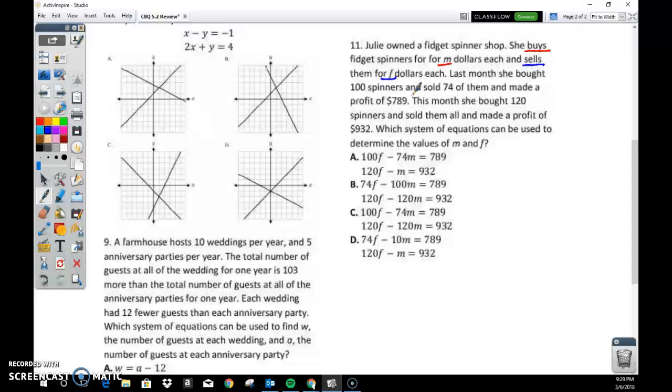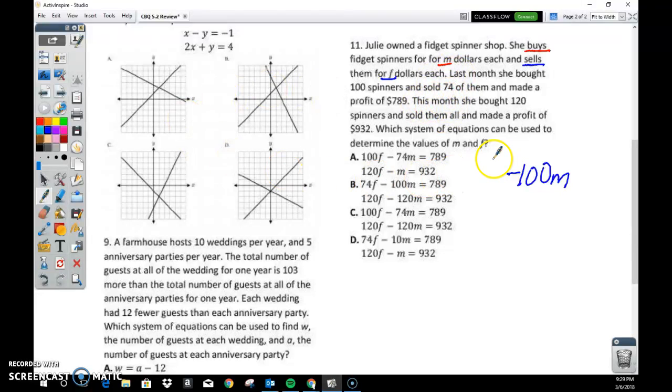So when you buy something you lose money, right? So it's minus 100 spinners, so minus 100. And when you buy, it's M, right? Buys is M. And the reason it's negative, again, is that whenever you go to the store and buy something, your money goes down. That's why we're subtracting. But she sold 74 of them.